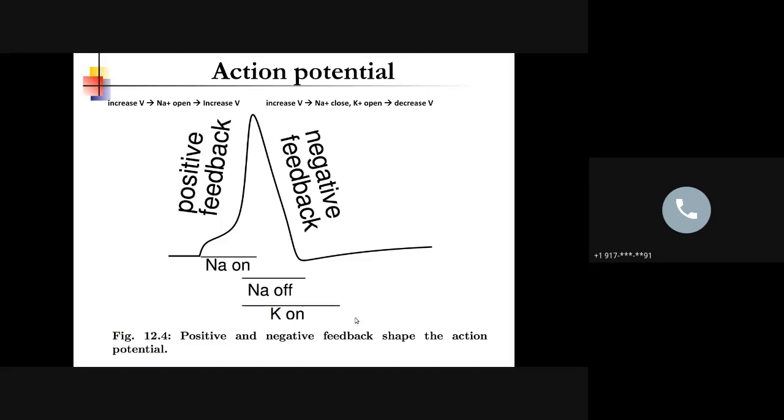So positive and negative feedback determine the shape of the action potential. Increasing voltage reaches a threshold, sodium channels open, positive feedback, increased voltage, continuing increased voltage, sodium channels close, potassium channels open, decreased voltage, overshoot, after hyperpolarization. This is the main figure of the entire talk.